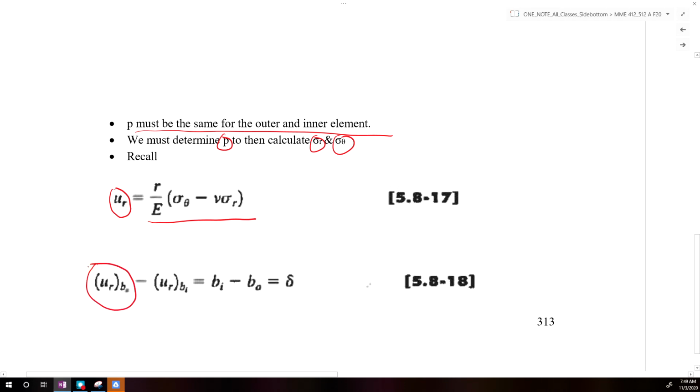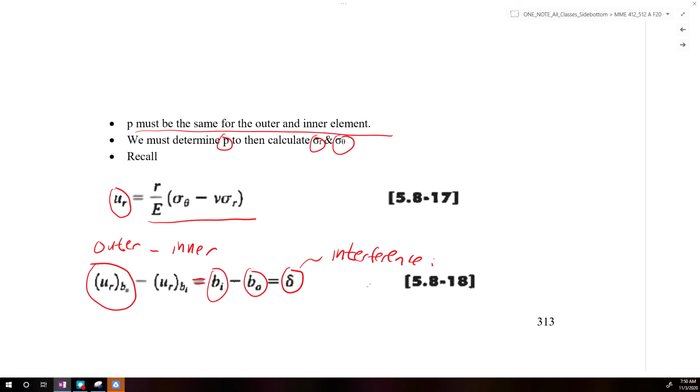So we can define the displacement of our outer element minus the displacement of our inner element. That has to be equal to the difference between the internal radius and the external radius, and that's going to be equal to our displacement delta. If you think about it, if the external radius of the inner element is larger than the internal radius of the outer element, we will have some interference. So this will be our interference term.